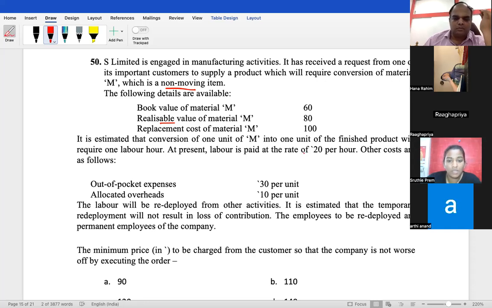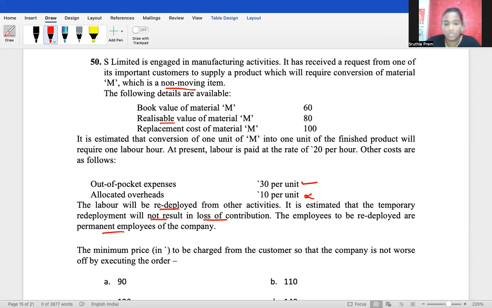Out-of-pocket expenses 30 per unit, allocated overheads 10 per unit. The labor will be redeployed from other activities. It is estimated that the temporary redeployment will not result in loss of contribution. The employees to be redeployed are permanent employees of the company. The minimum price in rupees to be charged for the customer so that the company is not worse off by executing the order is dash.